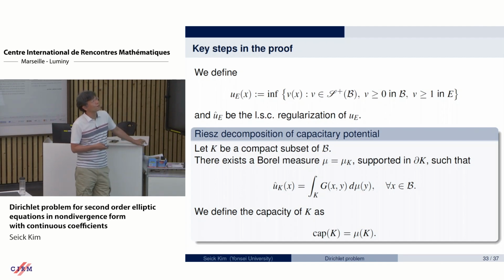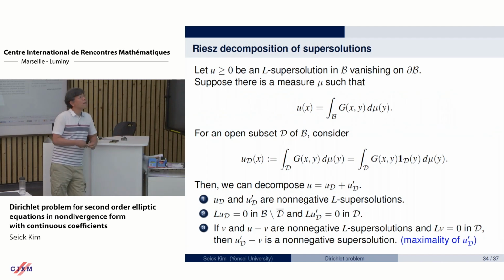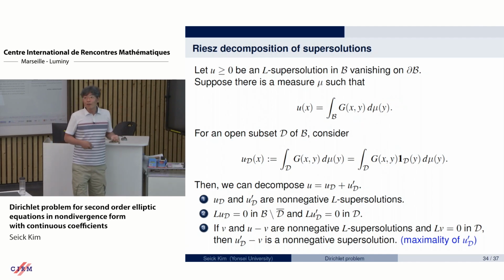So what do you do? Okay, I borrow some ideas from abstract potential theory. Suppose there is such a mu, and you can represent a non-negative supersolution like this. You don't know what that measure mu is, right? But suppose you have this. How do you know the measure?